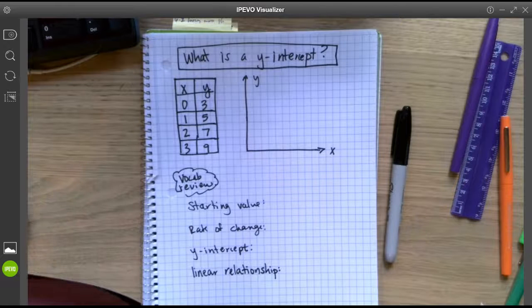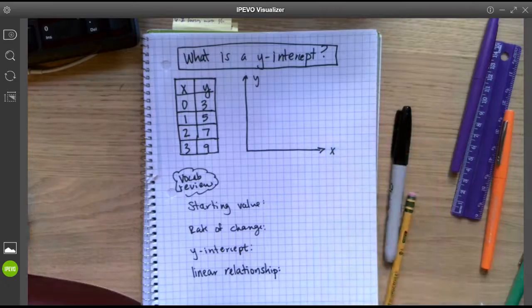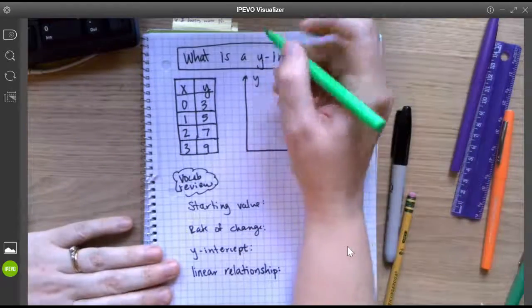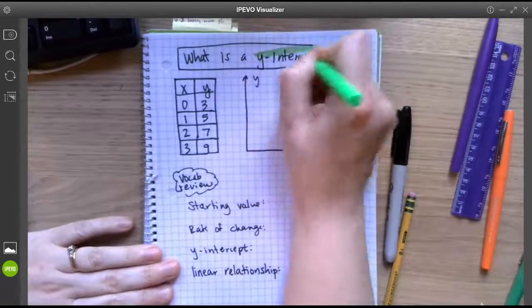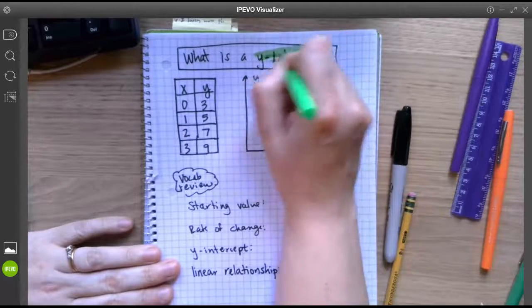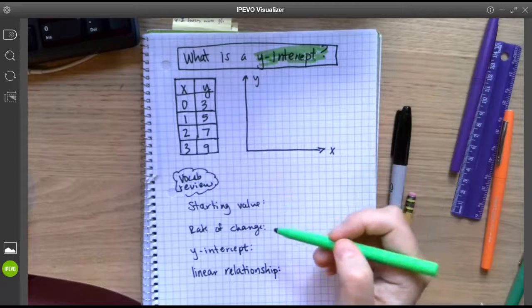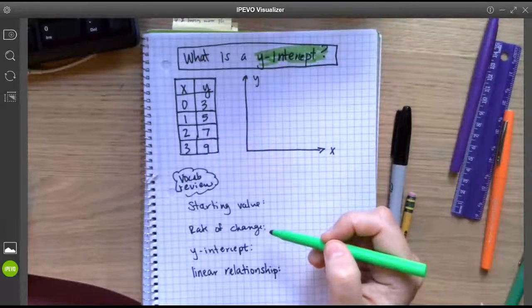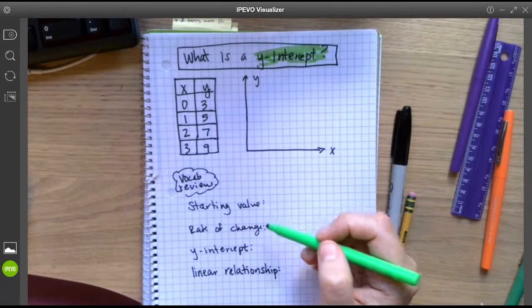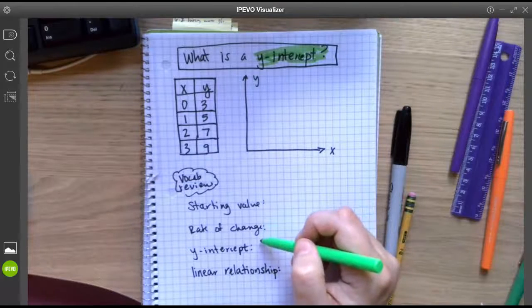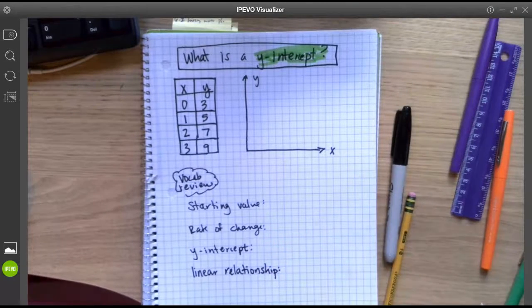Hi everybody, I am making a video for two things today. Number one, I want to teach you guys a new vocabulary word called y-intercept. And then I also want to take this opportunity to review some vocabulary we have already learned. Starting value, rate of change, y-intercept is our new one, and then linear relationship.